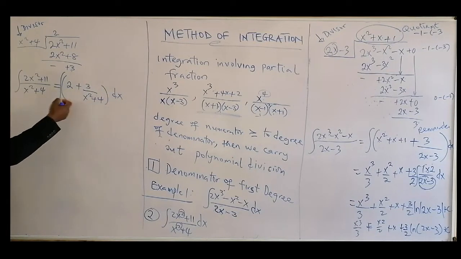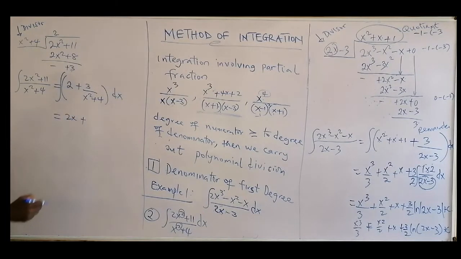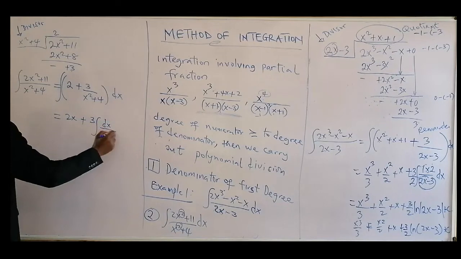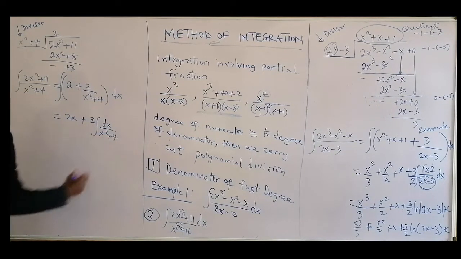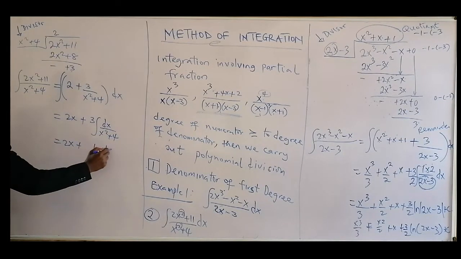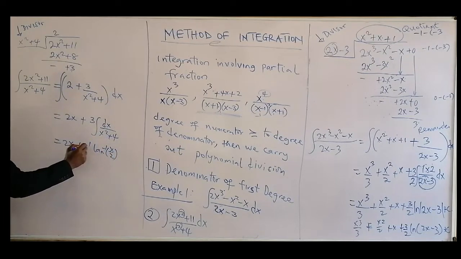Okay, so if we integrate this, this will give you 2x, and this will give you 3 into bracket dx over x² + 4. And this will be equal to 2x plus, this will give us arctan(x/2). Then divide by what?